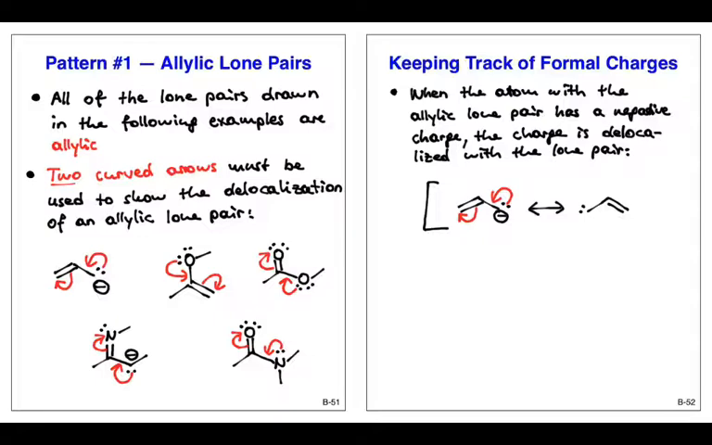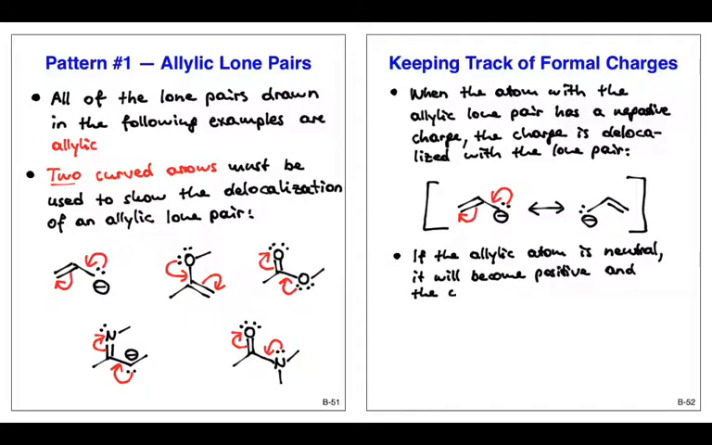It looks like this. But you see now we moved the negative charge from the right carbon to the left carbon. So we have to draw a formal charge on the leftmost carbon of the structure. And never forget to put the whole thing in brackets. Now, if the allylic atom is neutral, it will become positive, and the atom receiving the lone pair will become negative.